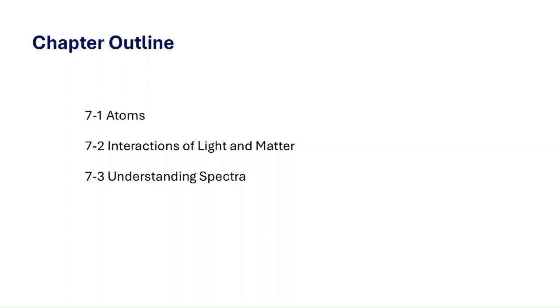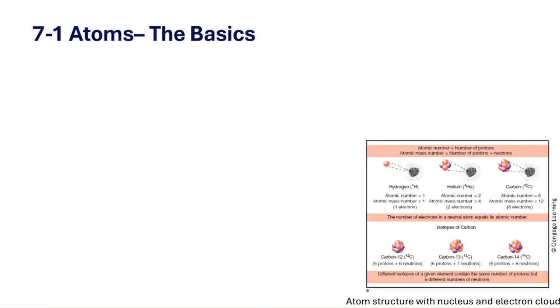So, finally, we will move to understanding spectra. This is where we tie everything together, learning how to interpret the different types of spectra and how astronomers use them to uncover the chemical composition and motion of celestial objects. So, think of this chapter as a toolkit for reading the universe. Each section builds on the previous one, so by the end, you will be able to decode starlight and other cosmic messages.